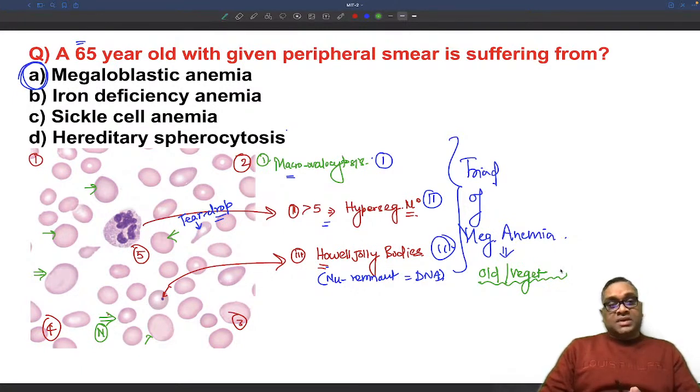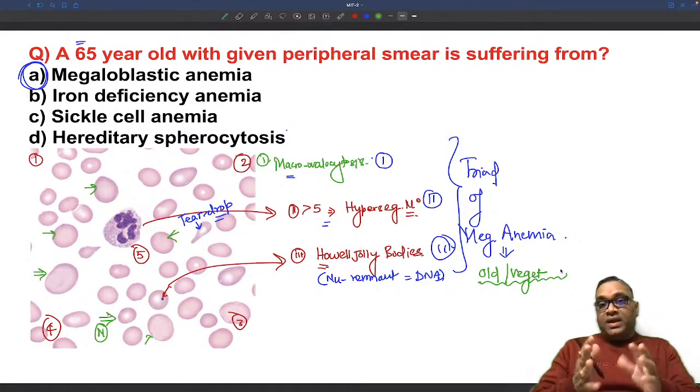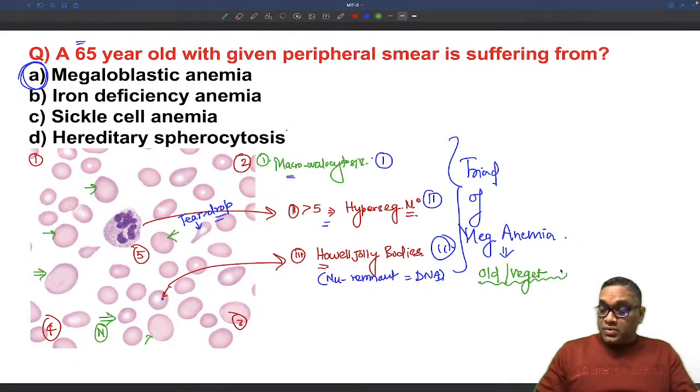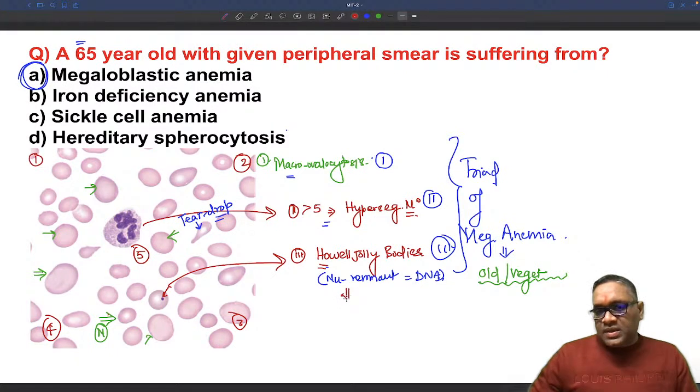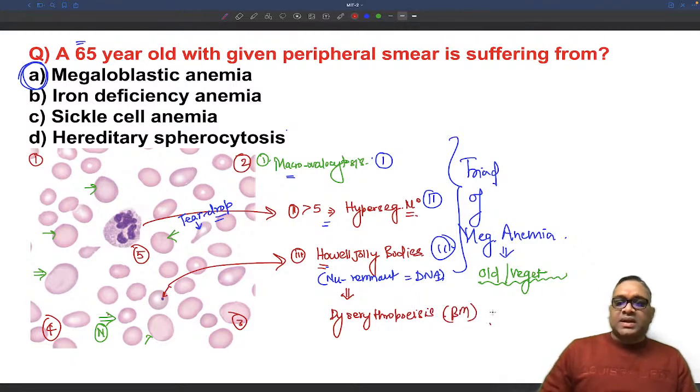So that is why the history will be given like this: there was a 60 year old patient who is a vegetarian, not eating any non-veg food. What diagnosis will you give on the basis of this smear? At that time you have to find these three characteristic findings of megaloblastic anemia: macroovalocytosis, hypersegmented neutrophil, and Howell-Jolly bodies. Howell-Jolly bodies are RBCs containing a nuclear remnant, and that signifies dyserythropoiesis in the bone marrow. Dyserythropoiesis of the bone marrow is reflected as a Howell-Jolly body in the peripheral smear, right?